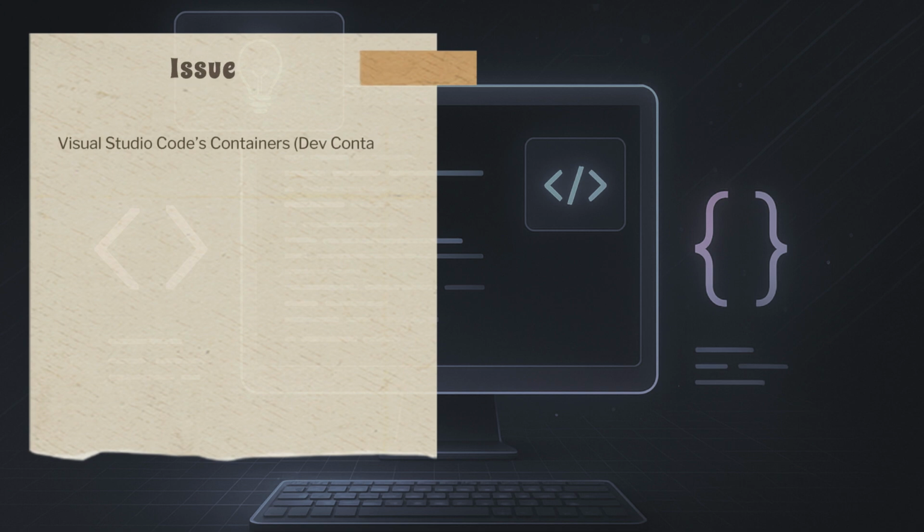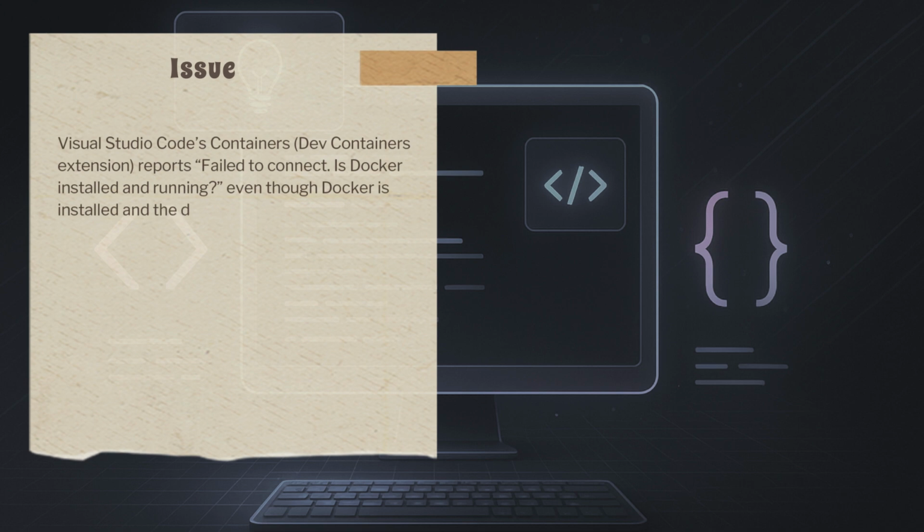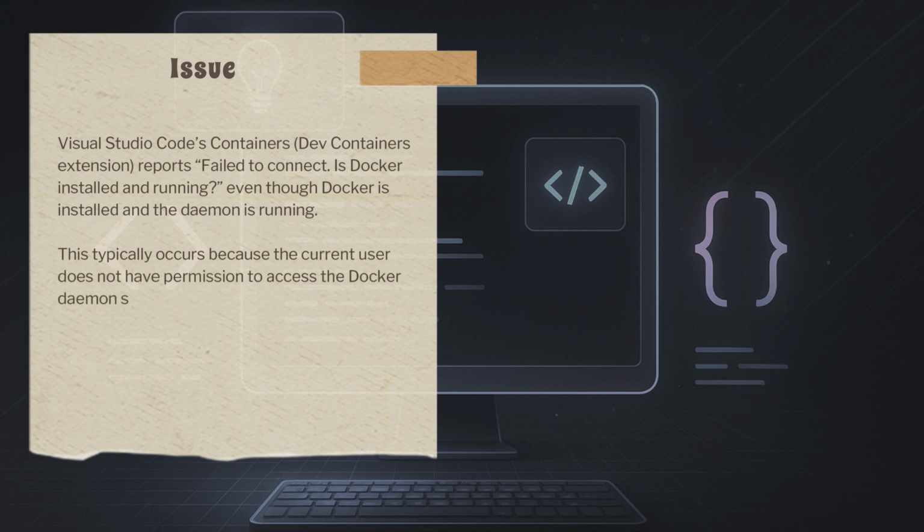Visual Studio Code's Dev Containers extension reports "Failed to connect. Is Docker installed and running?" even though Docker is installed and the daemon is running. This typically occurs because the current user does not have permission to access the Docker daemon socket.